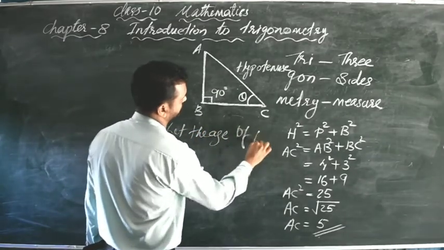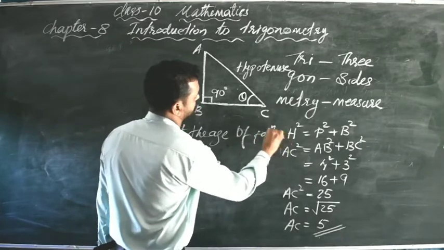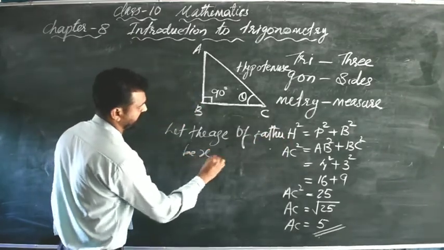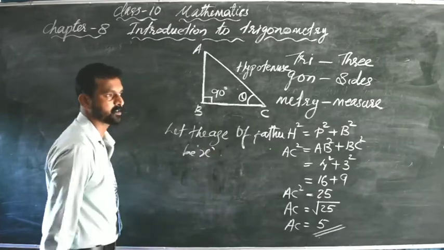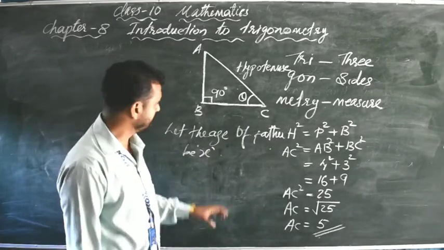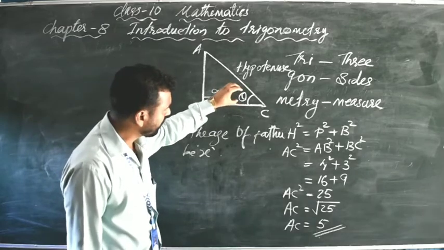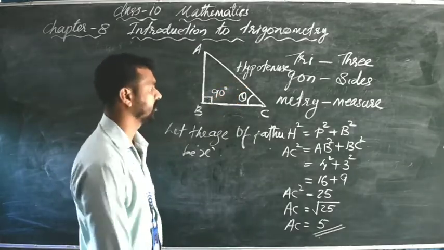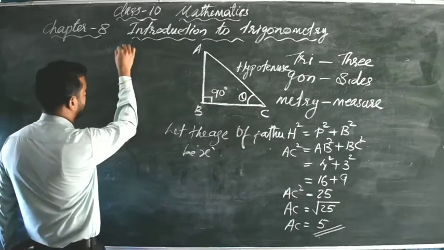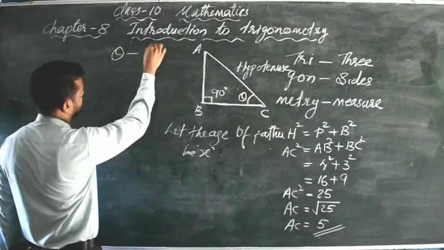Age of father be x, and the age of son be y. In that same way we are just imagining, or assuming, that angle C is equal to theta. This theta is a symbol, and it is read as theta.